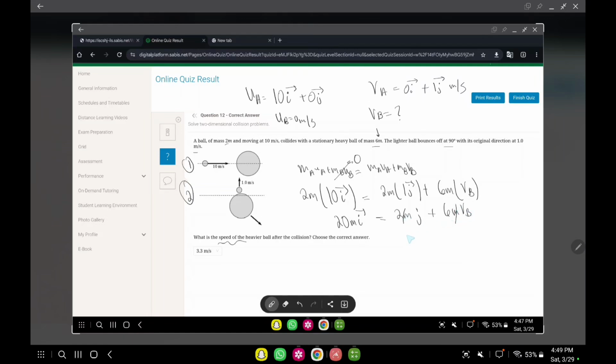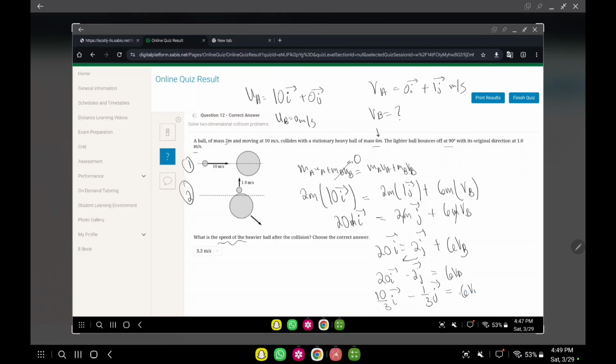This m is annoying, so we can cancel it. So you're going to get 20i is equal to 2j. I need to put vectors now. Okay, plus 6 v_B. Take this to the other side. 20i minus 2j is equal to 6 v_B. Divide by 6, you're going to get 10 over 3 i minus 1 over 3 j is equal to v_B. Okay, we found v_B, but they want it as a speed.